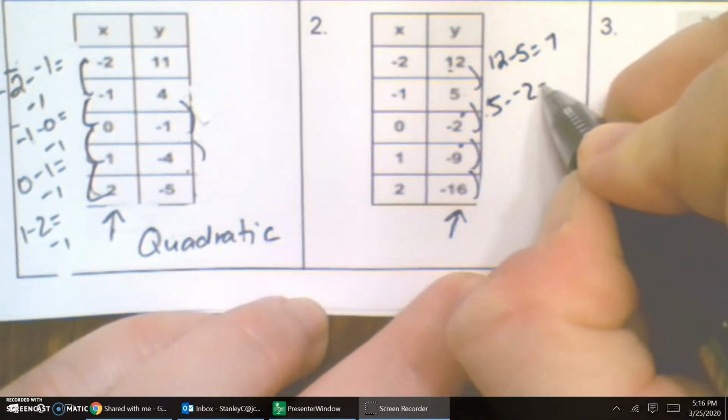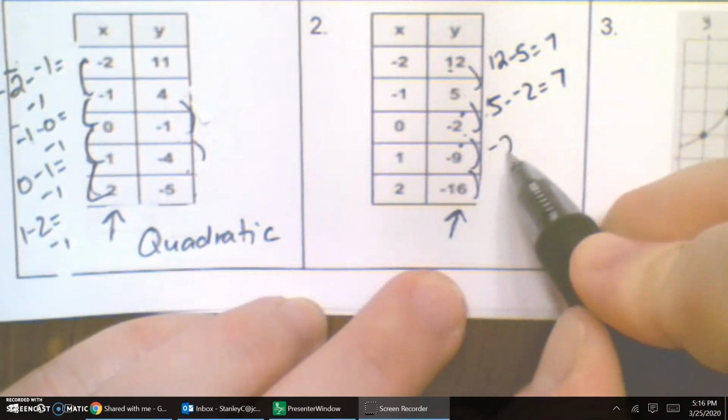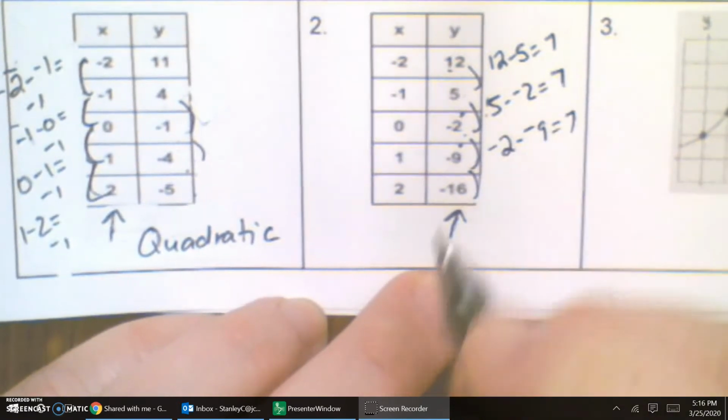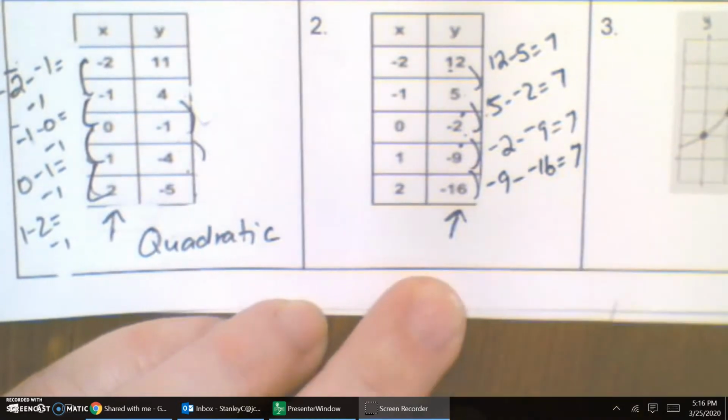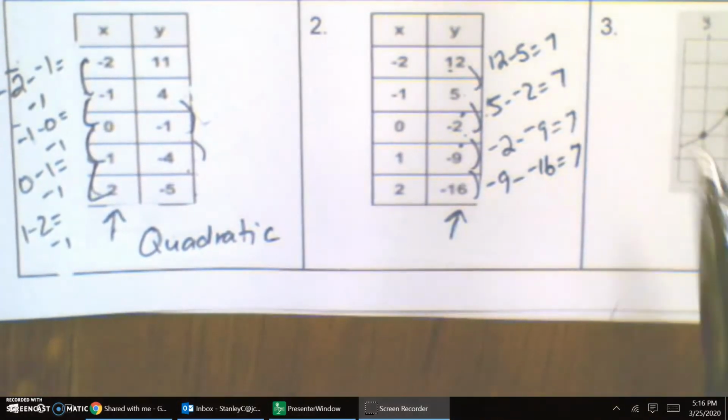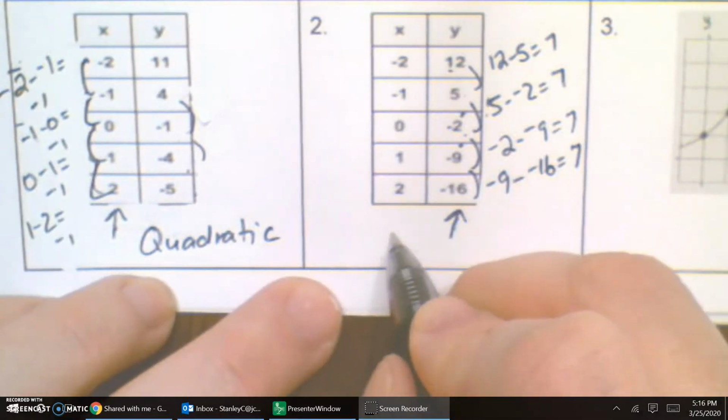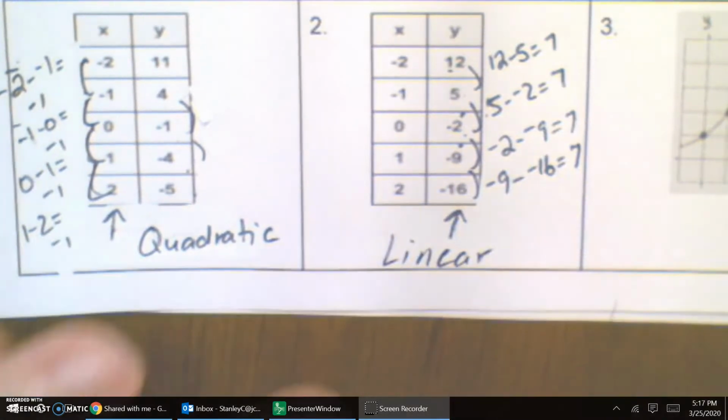So let's continue to check it for linear. Negative 2 minus negative 9 is 7. Negative 9 minus negative 16 is 7. So same constant from that first difference. So this is a linear model.